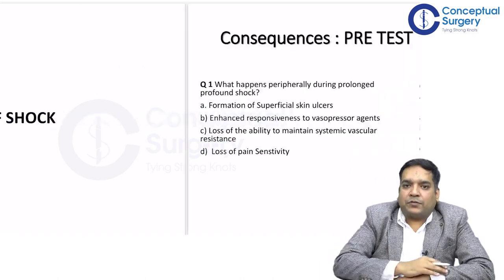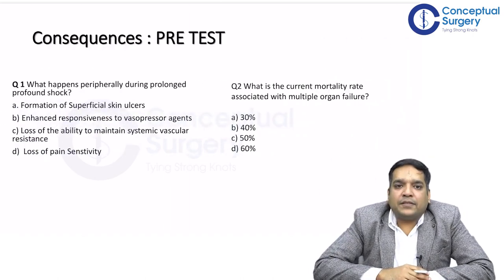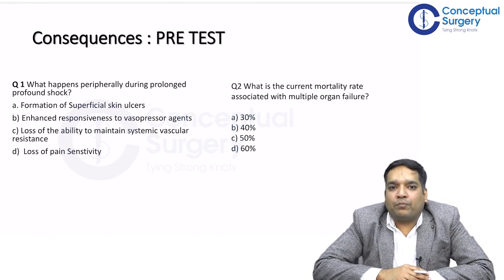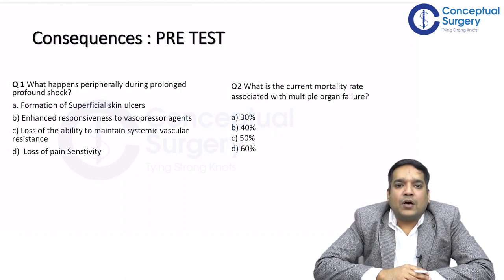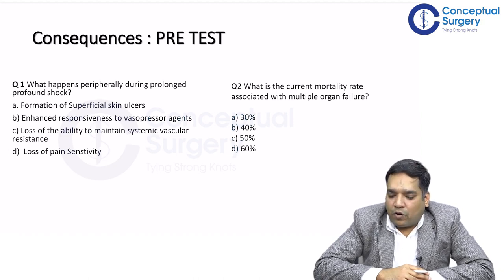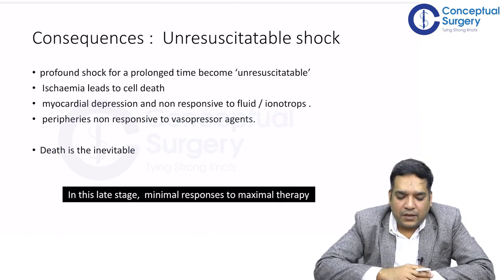So what are the consequences of shock? So these are the pre-test. What happens peripherally during prolonged profound shock? Formation of superficial skin ulcer, enhanced responsiveness to vasopressor agent, loss of the ability to maintain systemic vascular resistance, and choice D, loss of pain sensitivity. What is the current mortality rate associated with multi-organ failure? 30%, 40%, 50 and 60%.